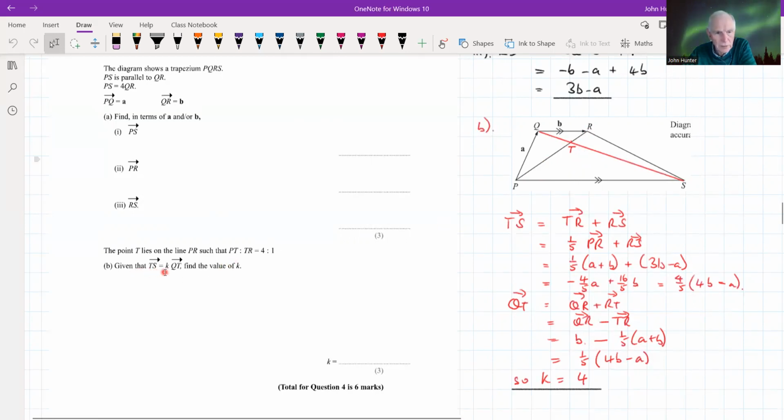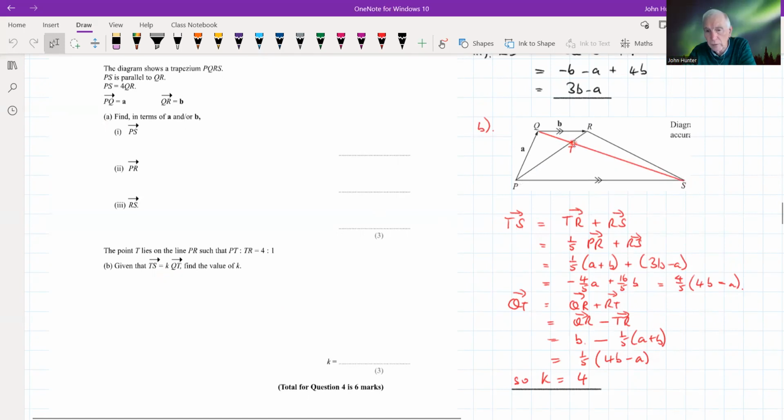Given that TS equals KQT, find the value of K. So really what we need to do here is express both sides of this equation in terms of the algebraic values, A and B in this case, and then compare them.